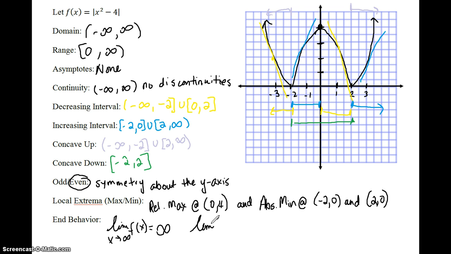And the limit as x goes to negative infinity of f of x. I'm going to erase that. As x goes to negative infinity, as x gets infinitely smaller negatively, y goes all the way up. So y is going to go to infinity. Okay, so this is one example, and I'll go on to the next example right now.